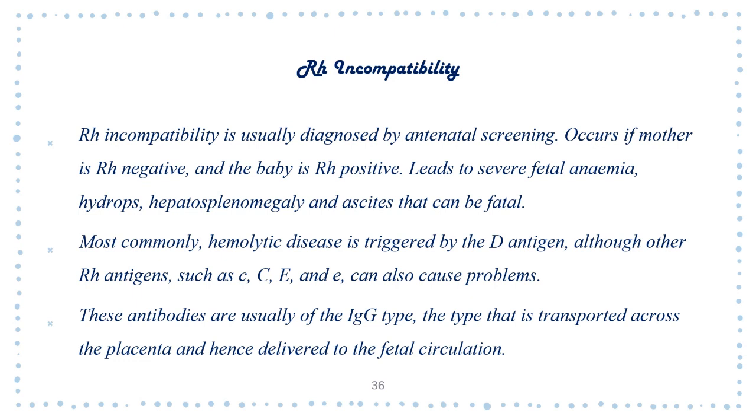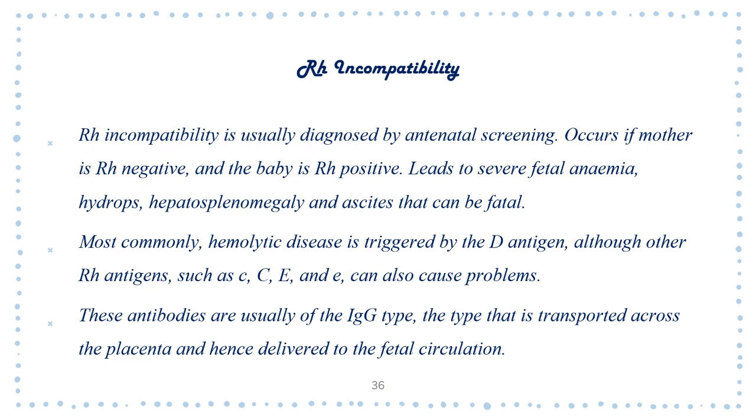When it comes to Rh incompatibility, it's a much more serious disease as compared to ABO incompatibility in the neonatal period. Usually, in modern days, Rh incompatibility is diagnosed by antenatal screening. So, what exactly happens in Rh incompatibility? If the mother is Rh negative and the baby is Rh positive, because the baby's father is positive, this can lead to an incompatibility and it will lead to destruction of the baby's red blood cells, causing severe fetal anemia, hepatosplenomegaly, ascites, and even hydrops, which can be fatal to the baby. We'll see in the next picture how exactly that looks and what happens.